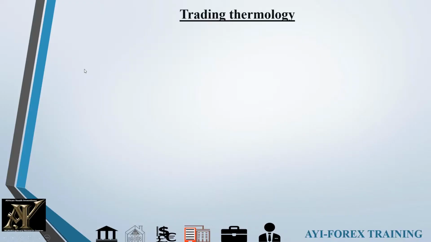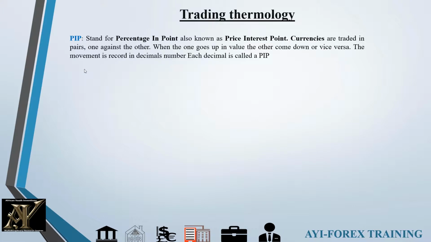Trading terminology. What is a PIP? PIP stands for percentage in point, also known as price interest point. Currencies are traded in pairs, one against the other. So you're trading a currency. If the dollar is lower, I need to buy my dollar in rand. Vice versa, I can buy a rand or I can buy a dollar, I can sell a rand. So one currency is acting on buying and the other currency is acting on selling. When the one goes up in volume, the other comes down, or vice versa.